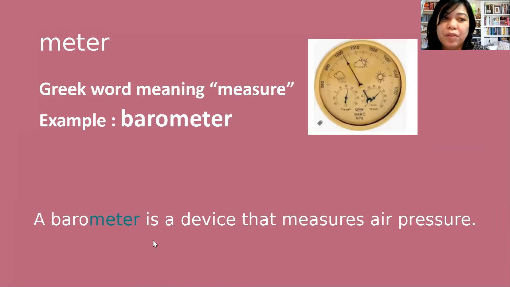Next, we have meter. This one is related to the thermometer. We already know that therm means hot, or heat. Now, this one, meter, is a Greek word meaning measure. A barometer is an example of an English word that has this root word. A barometer is a device that measures air pressure.